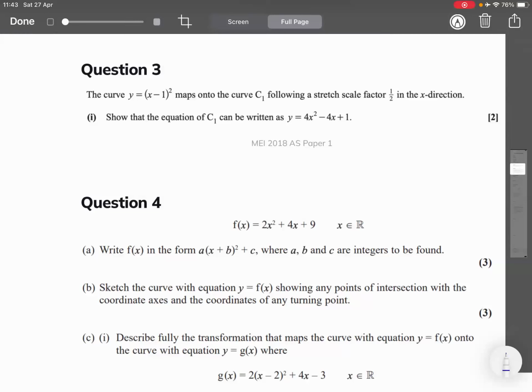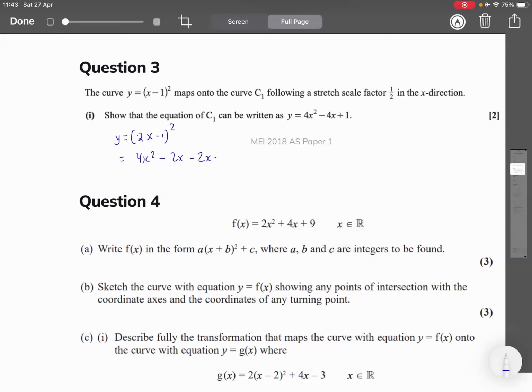So it's kind of similar. We want to apply these transformations. So if it stretches by a scale factor of a half in the x direction, I want to rewrite this as y equals (2x minus 1) squared. And then I can expand that and I get 4x squared minus 2x plus 1, which is this answer.